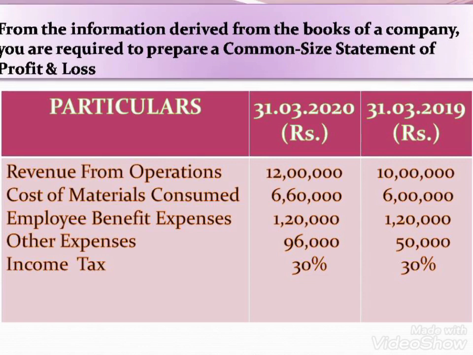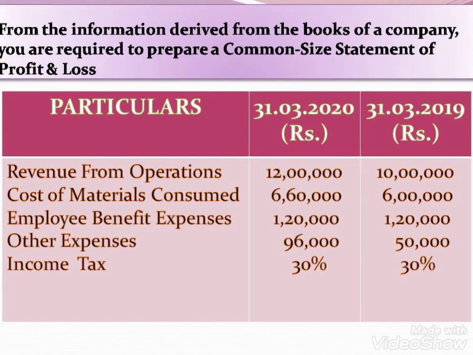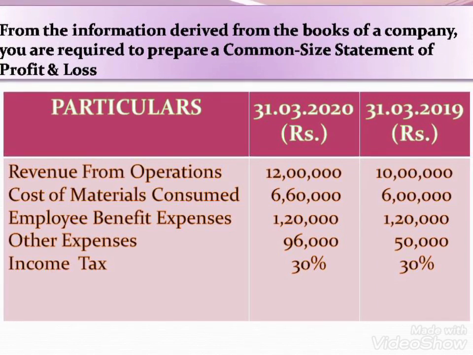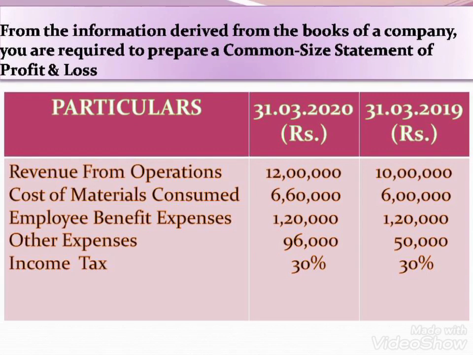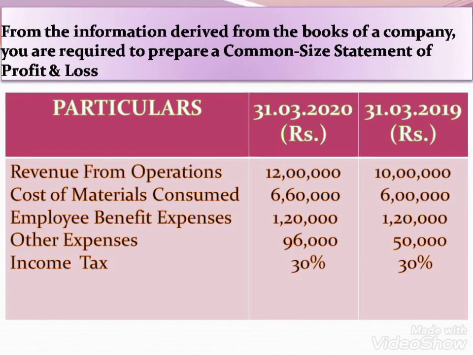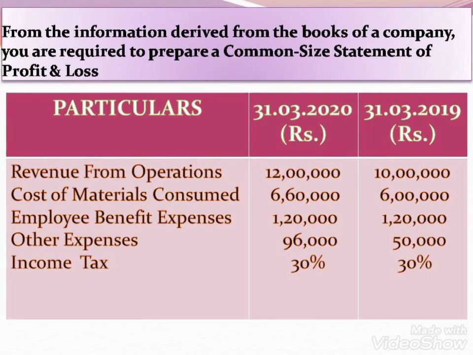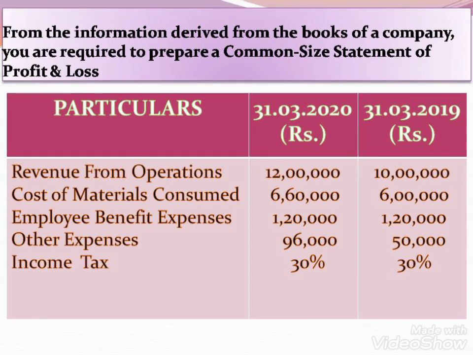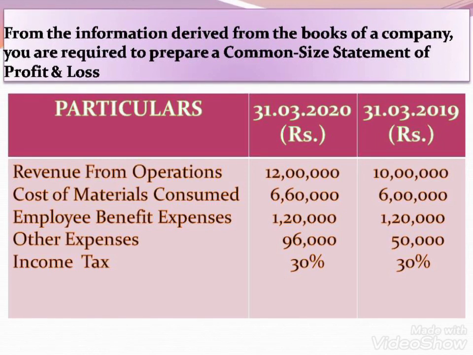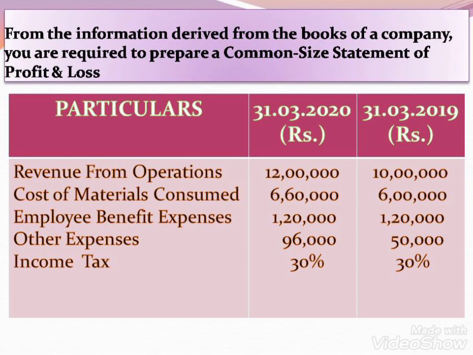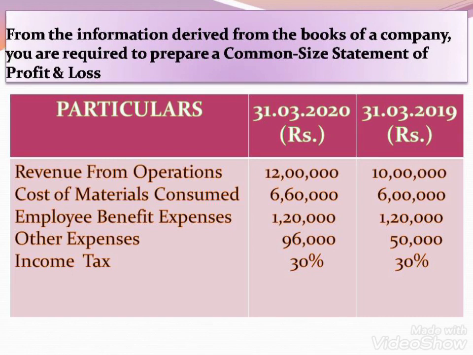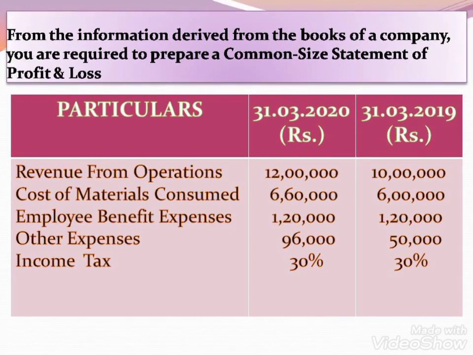The information given is revenue from operations for the year 2019, 10 lakh, and 2020, it is 12 lakh. Cost of materials consumed is 6 lakh and 6 lakh 60,000. Employee benefit expenses, 2019 it is 1 lakh 20,000 and for 2020 again it is 1 lakh 20,000. Other expenses are 50,000 and 96,000 respectively for 2019 and 2020, and income tax rate is 30%. So on the basis of this information, we have to prepare a common size statement of profit and loss.